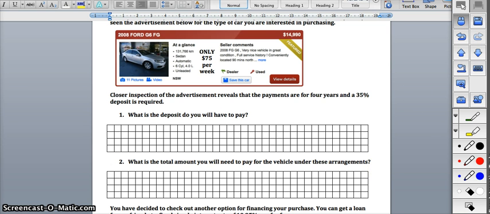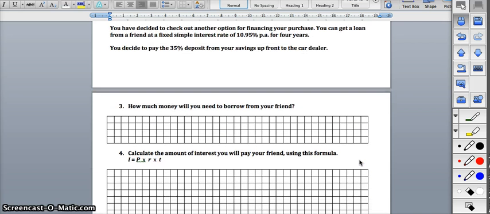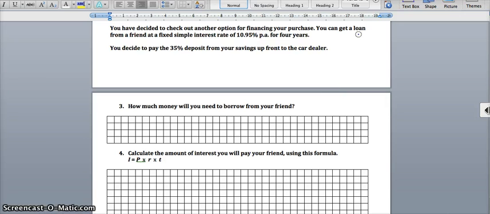What I'm hoping you're finding is your simple interest and your percentages are used throughout this, and you're seeing the need for it. You've decided to check out another option. You don't want to pay $75 a week. So you can get a loan from your friend at simple interest. So this is using PRT of 10.95% for 4 years. So you decide to pay the 35% deposit from your savings account up front, and then it says how much will you need to borrow from your friend.